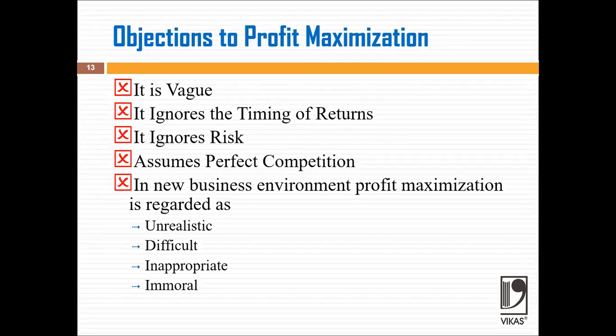Objections to profit maximization. So those are the weaknesses, right? Weaknesses to consider, as to why profit maximization is not a good measure. It ignores the timing of return. It ignores risk. It assumes perfect competition. In the new business environment, profit maximization is regarded as unrealistic, difficult, inappropriate, and immoral.